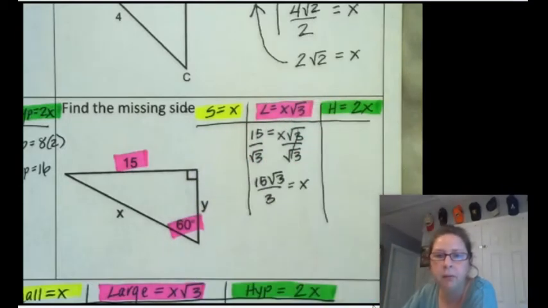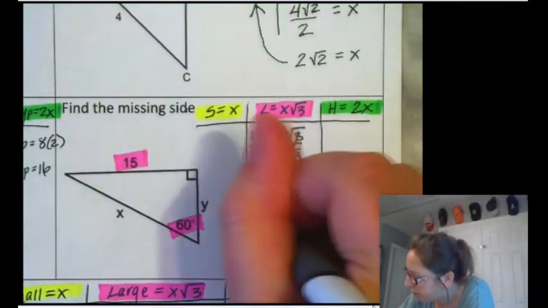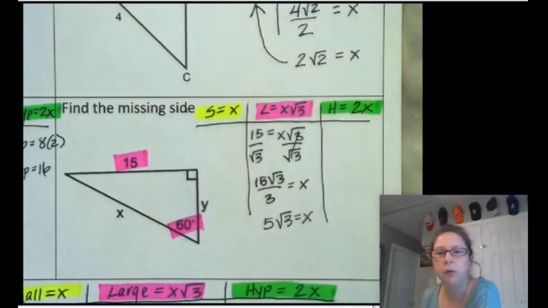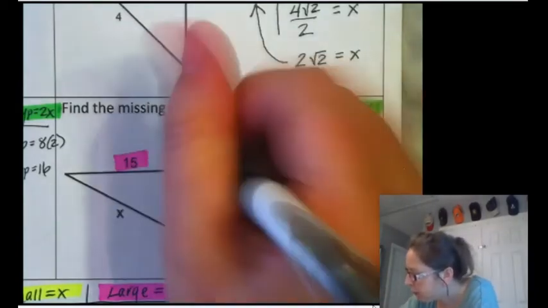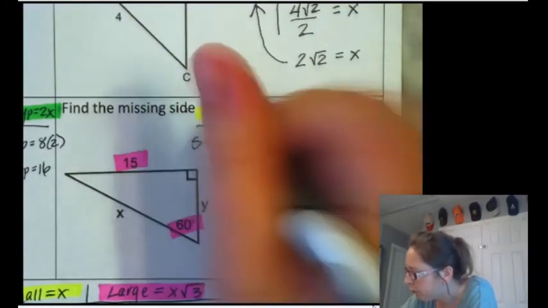And this will give me 15 square roots of 3 over 3. And so I can simplify. 15 divided by 3 is 5 square roots of 3. So now I know the value of x. It's 5 square roots of 3. So to find the small side, I would just say the small side equals x, 5 square roots of 3.